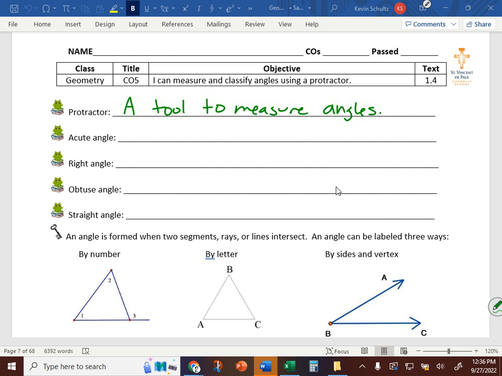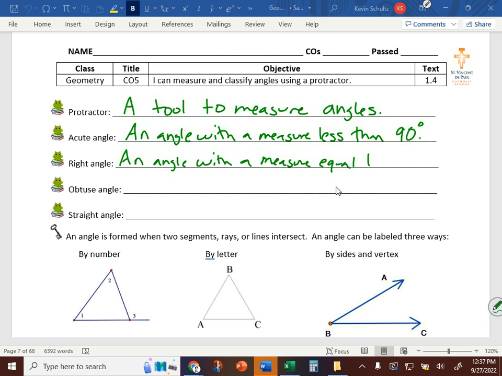So as with any tool, it must be used responsibly, and we'll talk more about that tomorrow. But it's a tool used to measure angles. An acute angle. An angle less than 90 degrees. An angle with a measure less than 90 degrees. A right angle, Catherine. An angle with a measure of 90 degrees. An angle with a measure equal to 90 degrees.